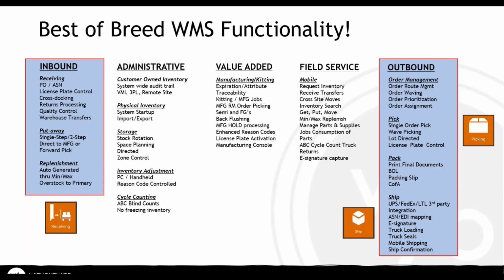So we'll have that outbound, whether it's a single order pick or a wave order pick, lot directed, then a pack out where you have that print final documents, and maybe it's a 1 of 3, 2 of 3, 3 of 3 type of labeling that's needed. And any other final documents that you would print, like a bill of lading. Ultimately, you can ship, whether it's parcel or LTL or full truckload or container, and have that e-signature capture, truck loading, truck seals, ship confirmation types of capability.